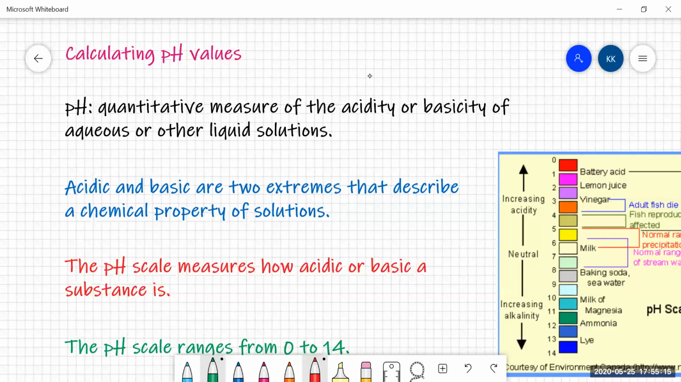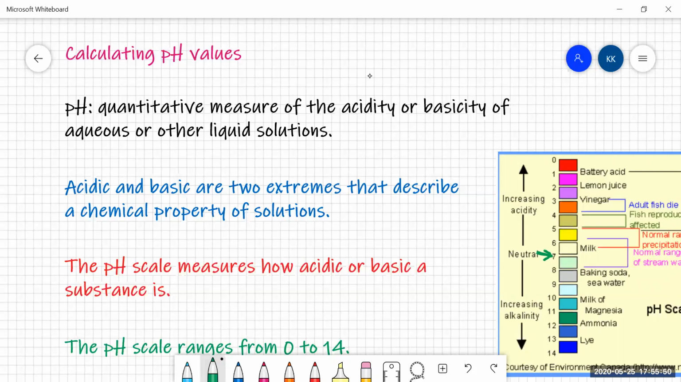You've probably heard about pH values and the pH scale. pH itself is just a measurement. It's a quantitative measurement, so it's numbers. It's actually a numerical scale that talks about the acidity or basicity of solutions, so whether something's an acid or a base. We have a scale that goes from 0 to 14. 7 in the middle of that scale is neutral. So our neutral point is 7.